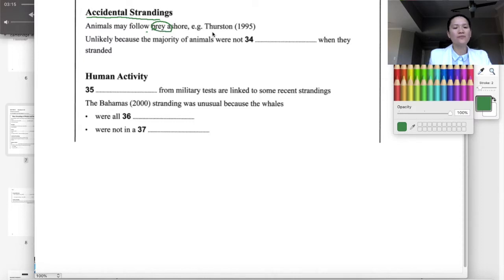For example, Tristan, 1995, unlikely because a majority of animals were not. When they strand. Well, unlikely. What is that? What did you hear?